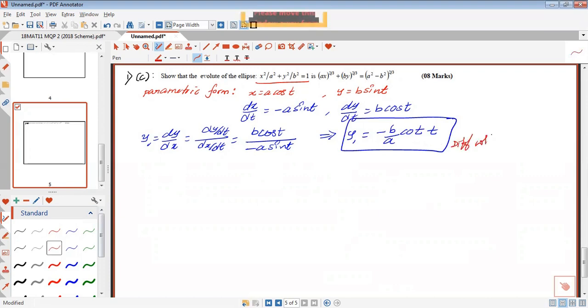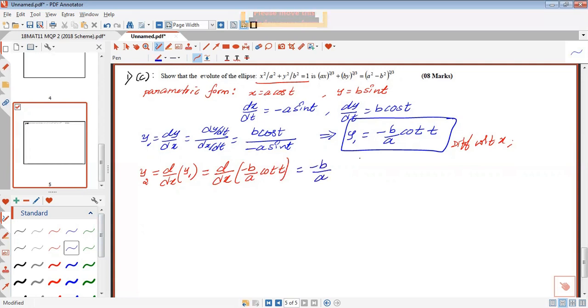Differentiate this with respect to x, that is y1. Differentiation is y2, that's nothing but d by dx of y1, right? d by dx of y1 is minus b by a cot t. So here minus b by a is constant, differentiation of cot t is minus cosecant square t, and differentiation of this inner term t with respect to x is dt by dx. So here negative into negative becomes positive.